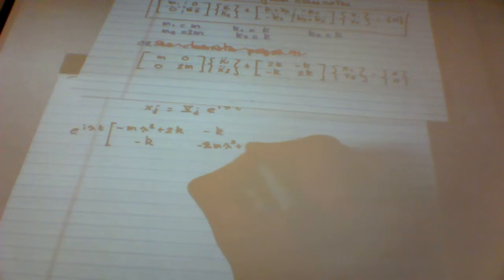Okay? So this equation will become what? If we do it kind of directly, we'll have e to the I lambda t as a factor of minus m lambda squared plus 2k. And then the next cell would be minus k, minus k, and minus m lambda squared plus 2k.